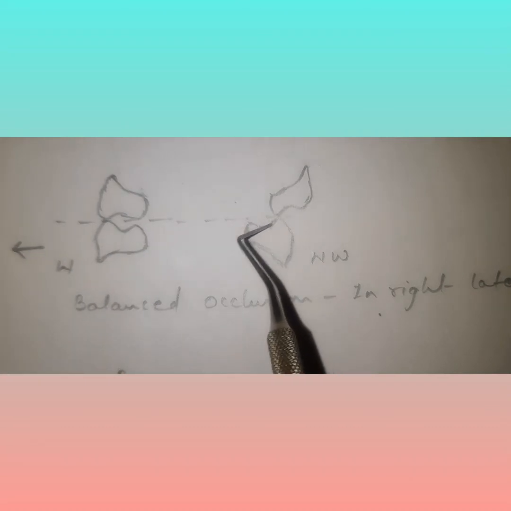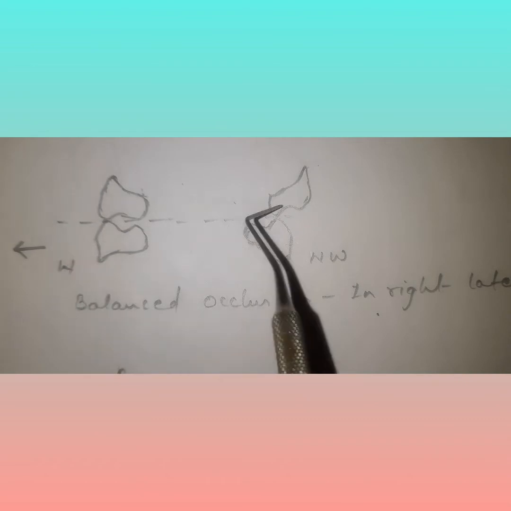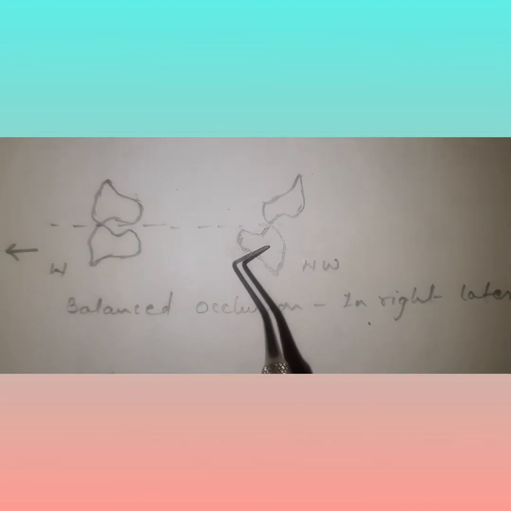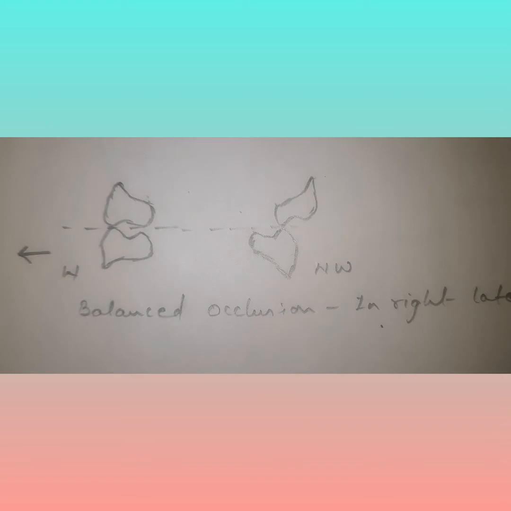Any interference anywhere on the working side or on the balancing side is going to destabilize, and you will not be able to achieve balancing. So there should be contact in the balancing side, and there should be a smooth contact. As the jaw is moved towards the working side, there should be a smooth gliding contact, as well as a smooth contact on the non-working or balancing side.